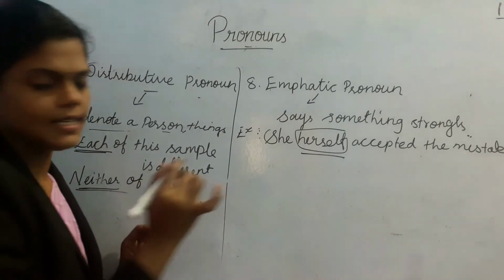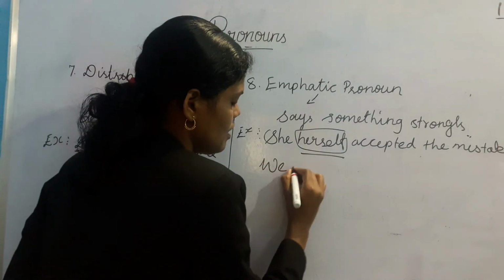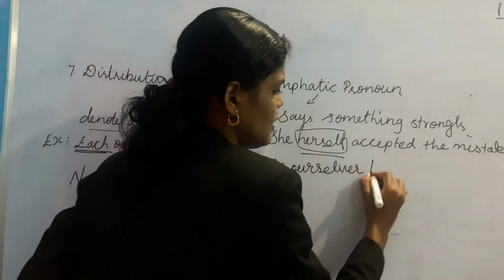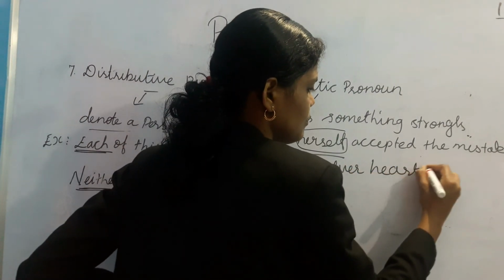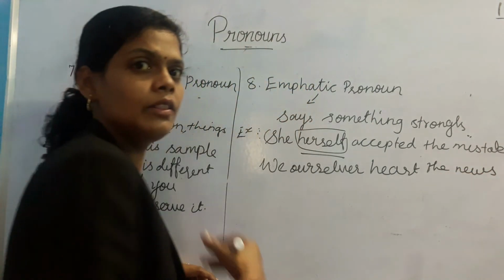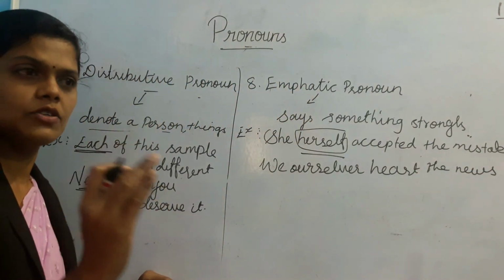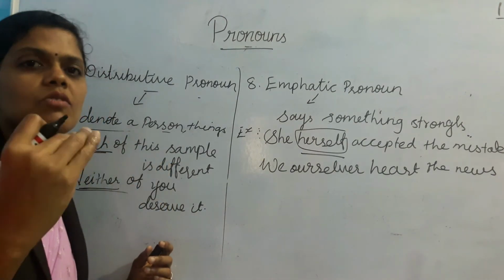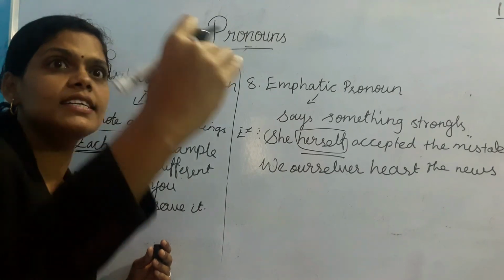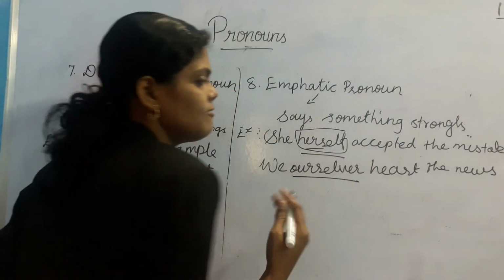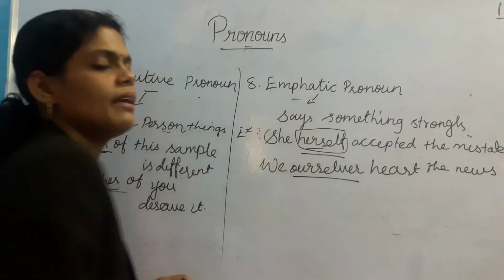We ourselves heard the news. We will be telling something to someone, they won't believe, so they will ask, is it true? So what will you tell? Yeah, I myself heard the news. I myself watched the TV, like that. So ourselves, herself, myself and all come under emphatic pronoun.